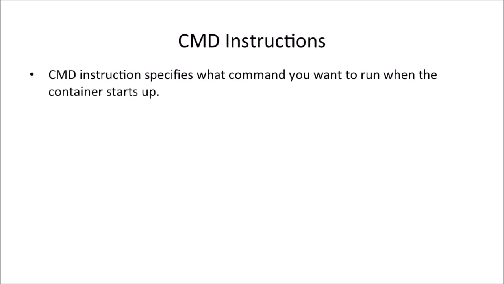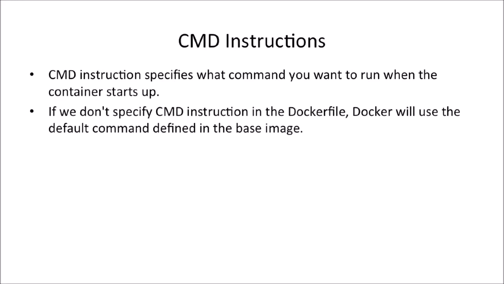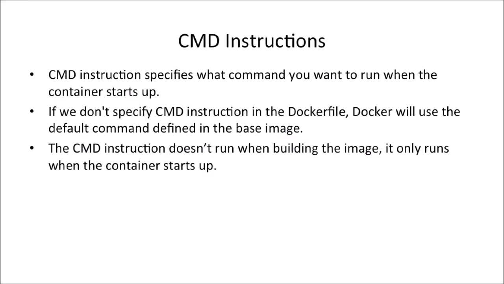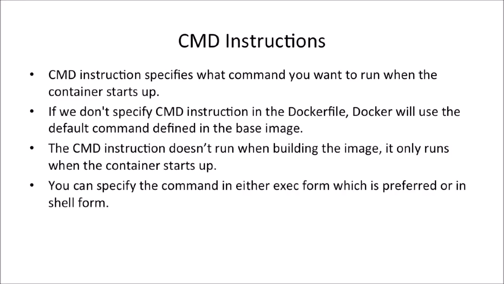Now we'll move on to the CMD instruction. The CMD instruction specifies what command you want to run when the container starts up. If we don't specify a CMD instruction in the Dockerfile, Docker will use the default command defined in the base image. In our case, it is Debian Jessie, and the default command is bash. Unlike the RUN instruction, the CMD instruction doesn't run when building the image. It only runs when the container starts up. You can specify the command in either exec form, which is preferred, or in shell form.